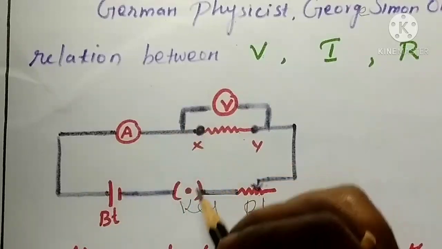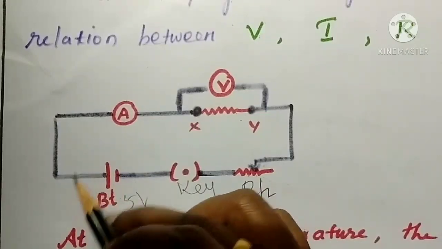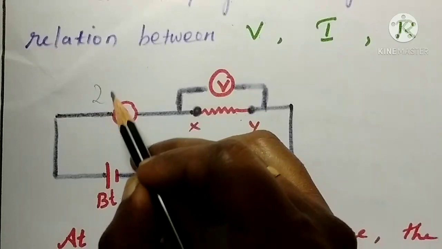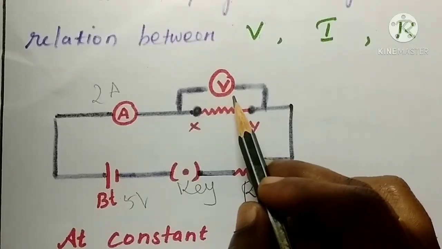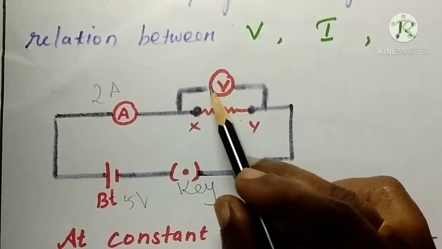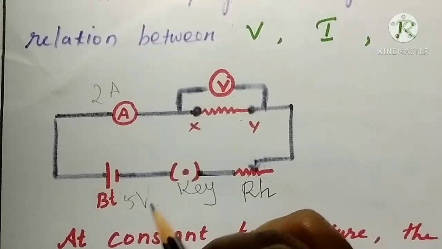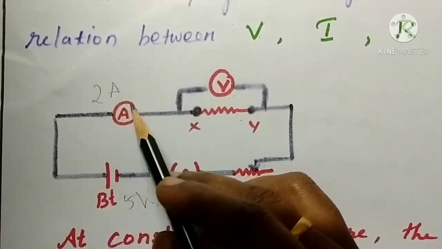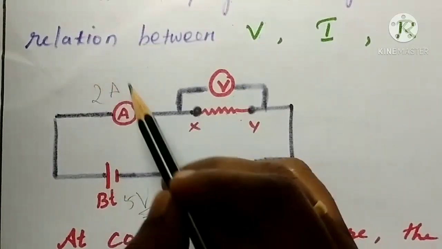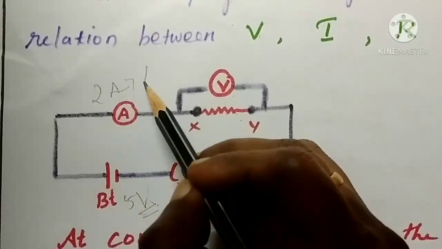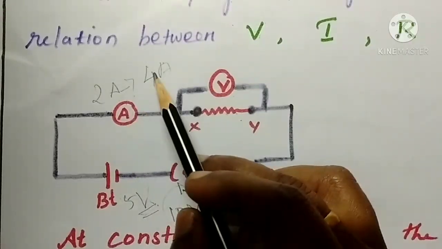And here, listen. Let us consider a 5 volt battery is connected here. Now a current of 2 ampere is flowing. Just see this example. By using this voltmeter, we can measure the potential difference of this wire. If you increase the voltage, what will happen? The current also will increase. For example, instead of 5 volt, if you give 10 volt, the current also will increase, double, maybe 4 ampere. If you increase the voltage, the current also increases.